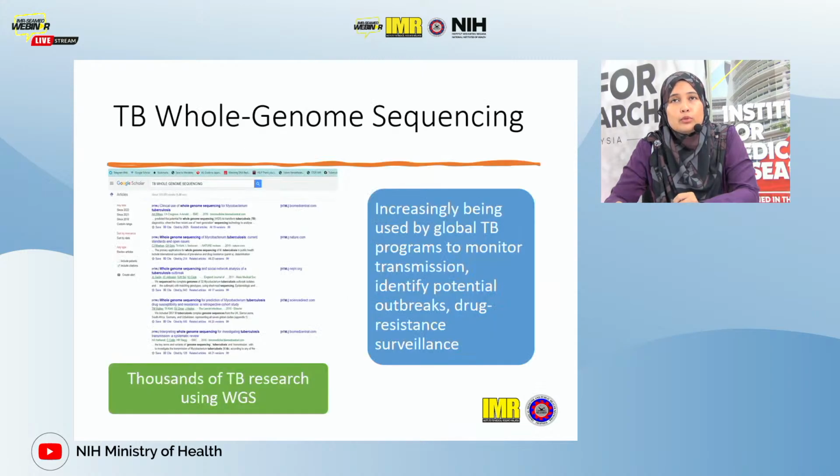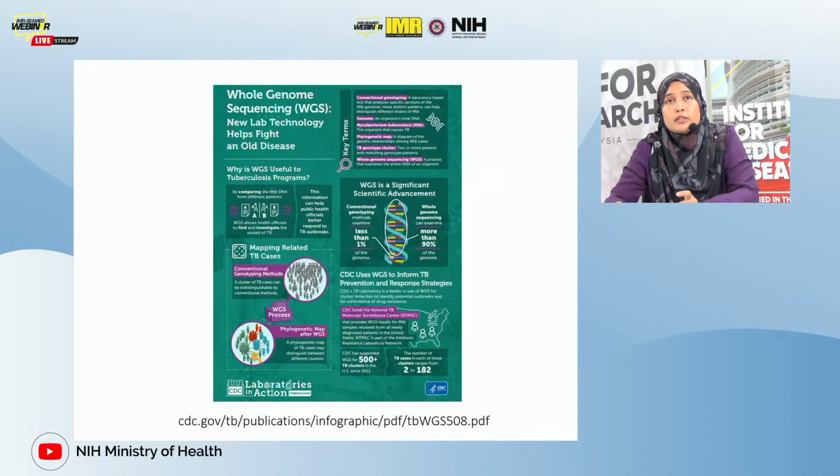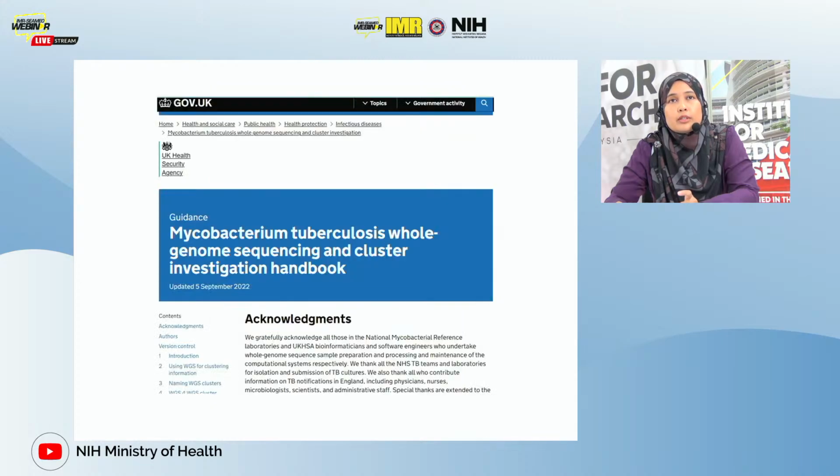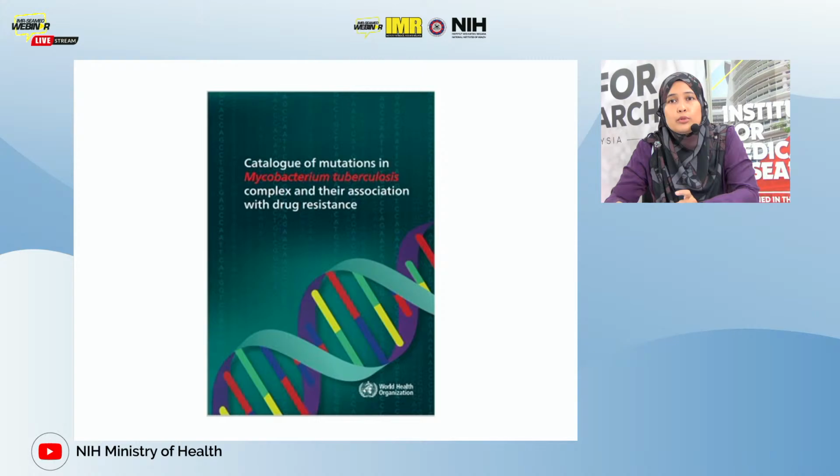Okay, if you Google TB whole genome sequencing, you will get hundreds of thousands of hits because this is quite a popular field of study. But not only for research, it is now increasingly being used by global TB programs to monitor transmission, to identify potential outbreaks, and for the surveillance of drug resistance. Major health organizations such as the CDC use whole genome sequencing and recommend its use in their fight against tuberculosis. Also, the UK Health Security Agency under the UK government uses whole genome sequencing for investigating cluster and transmission occurrence. And the WHO has come up with a catalogue of the thousands of mutations that occur in Mycobacterium tuberculosis and their association with drug resistance.